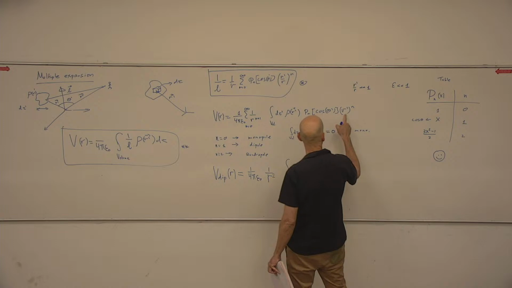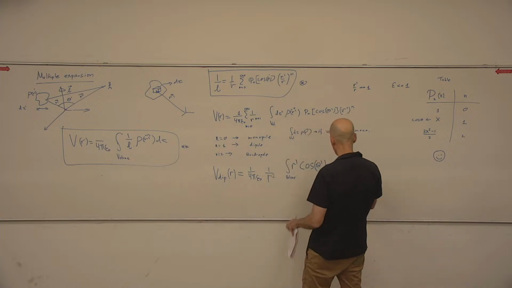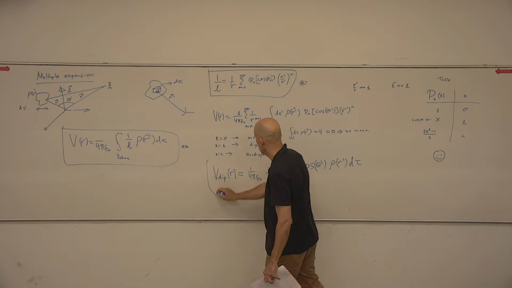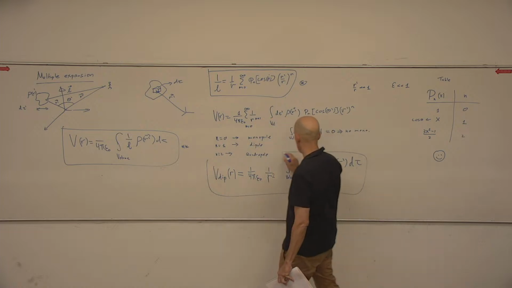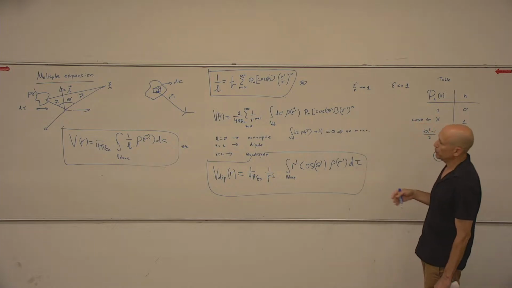R prime, this is this one to the power 1. Rho of R prime, d tau. This is the dipole. In principle, this is the dipole approximation for the potential.